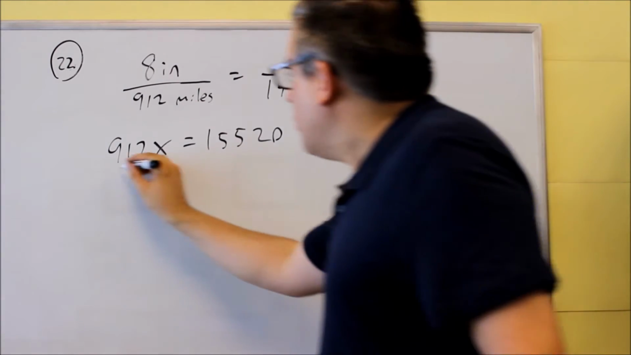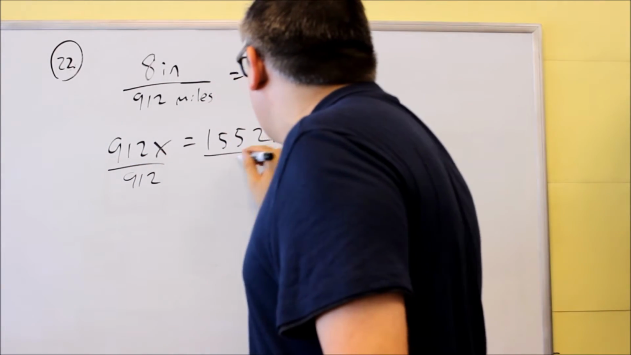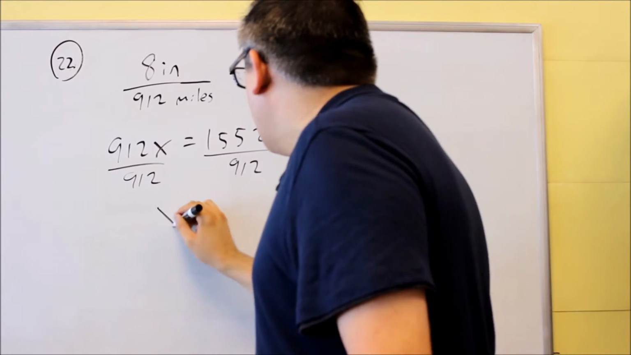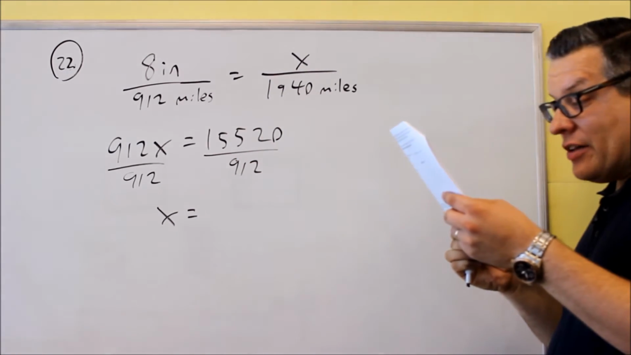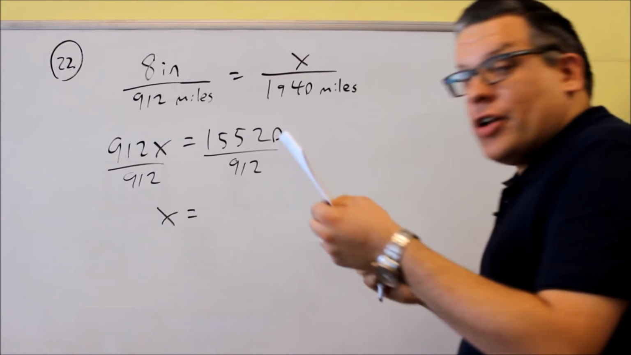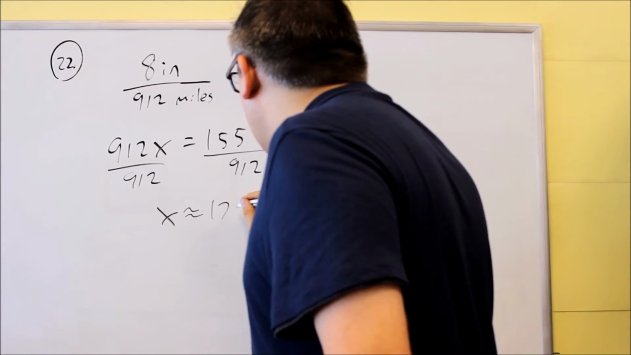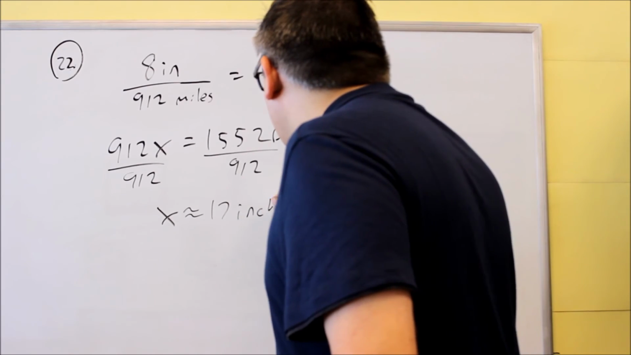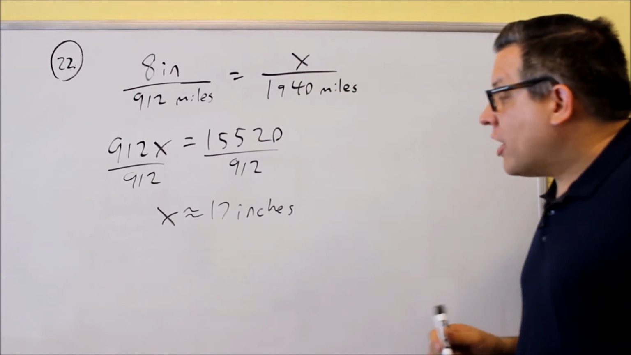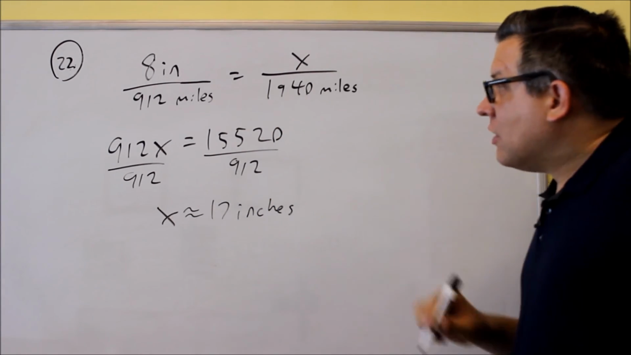Now the last thing we'll do is divide both sides by 912. And if we divide that, it says round to the nearest whole number. It does say on here, so it means it's an approximation. You should get 17 inches as your answer, and that's how far it would be on the same map.